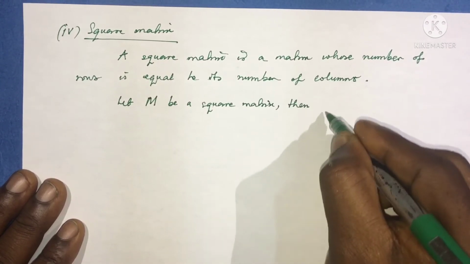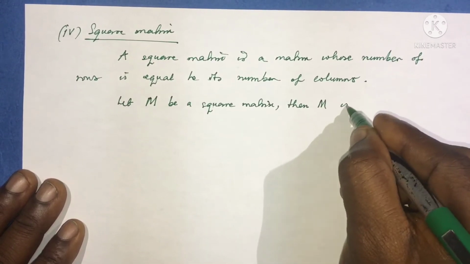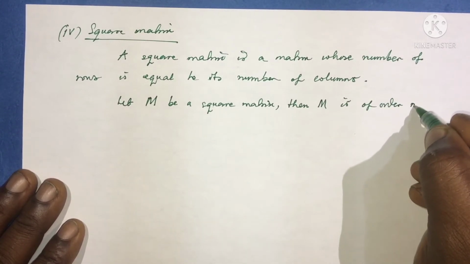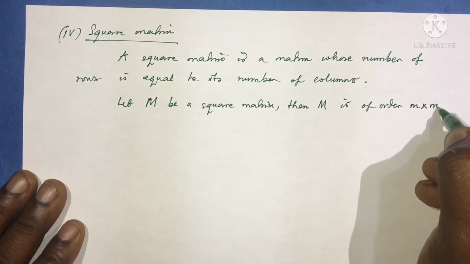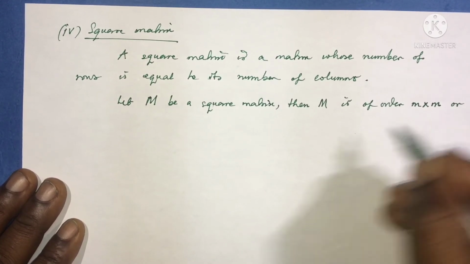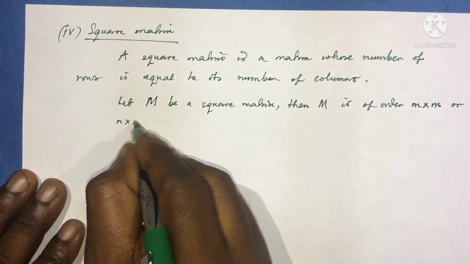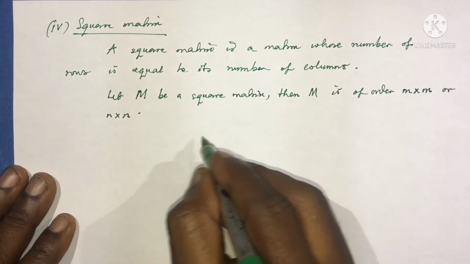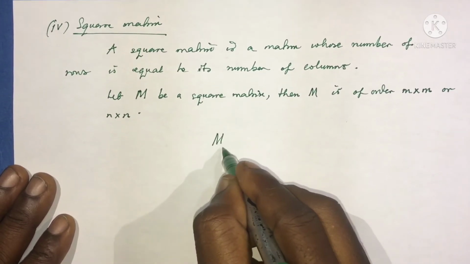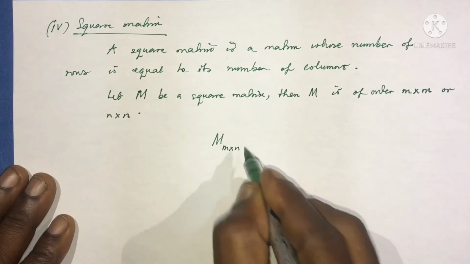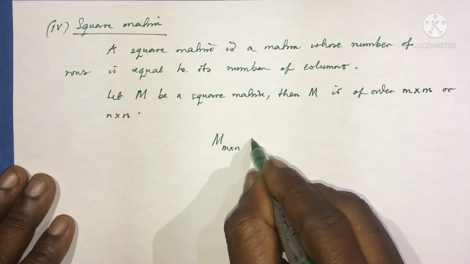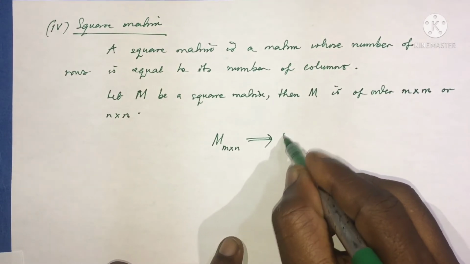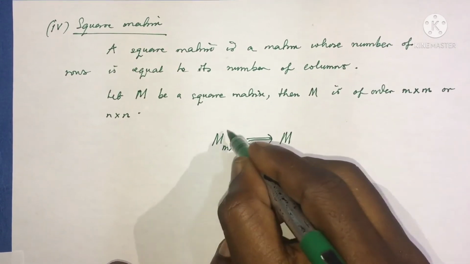Then we can say M is of order M by M, or N by N. Now, why am I doing this? Take note, a general matrix of order M by N would only become a square matrix under a certain condition.